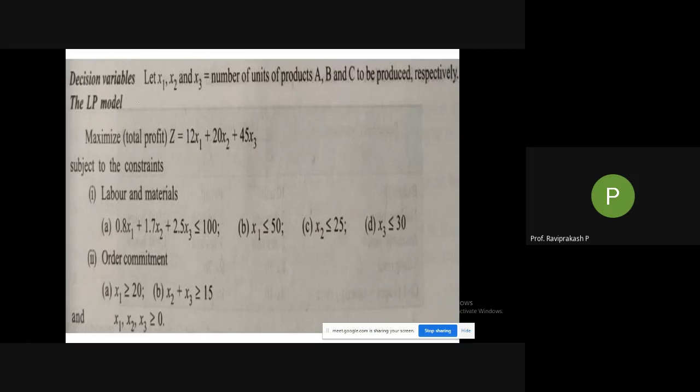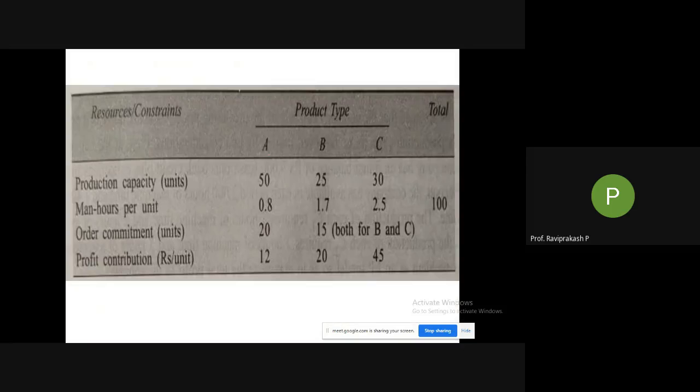This is the solution. I told that x1, x2, and x3 are equal to the number of units of products A, B, and C to be produced respectively. You can put them separately or in one sentence like this all together. Okay, the LP model: what is to be maximized? I told you, with respect to profit. So it was 12, 20, and 45. You can see here 12, 20, and 45. For A it is x1, for B it is x2, and for C it is x3.